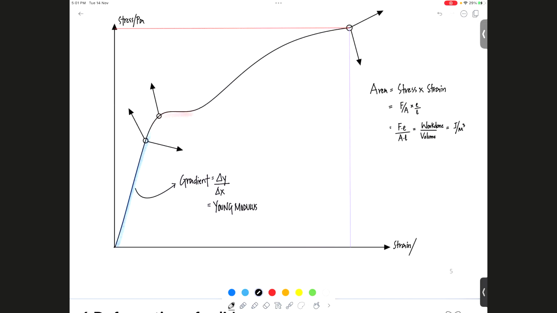So you have your work done per unit volume, so joule per meter cube. What does it help us figure out? This is not the same as strength. So what does strength mean? How much stress you can apply before it breaks. To compare strength, what does this compare? It compares the toughness of a material. So to show the toughness of a material, this is the best example.